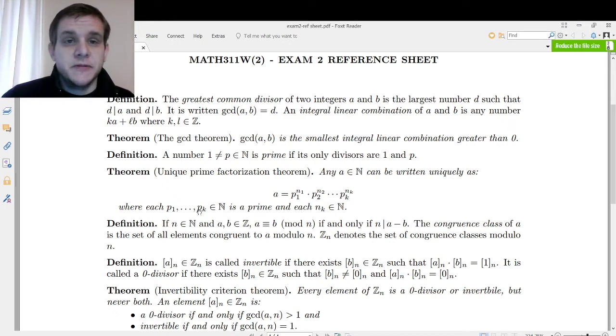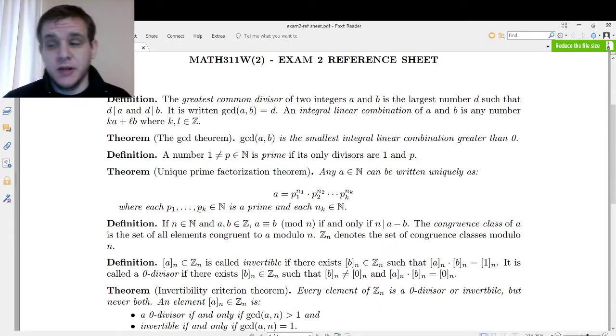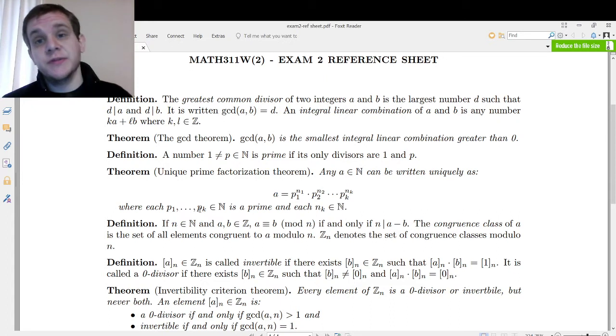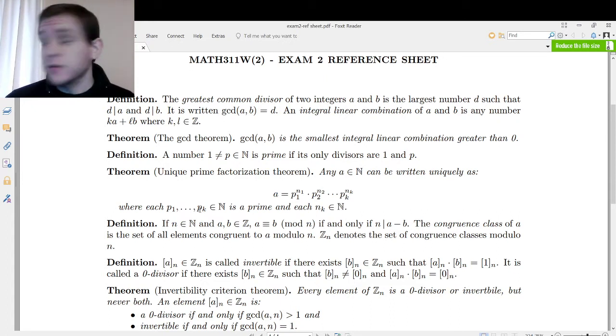Today's lecture will be a bit different than what we've done in the past, because today's lecture is just a review lecture. And basically what I'm going to do today is go through this reference sheet that you can use for exam 2, that's happening this Friday, March 27th.